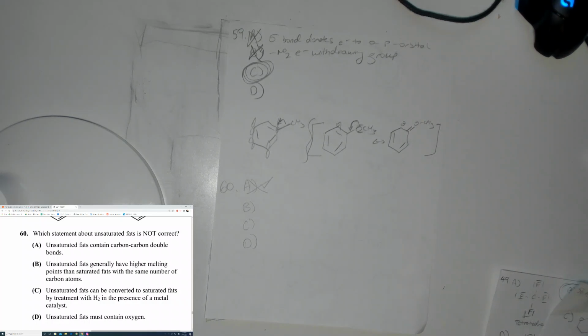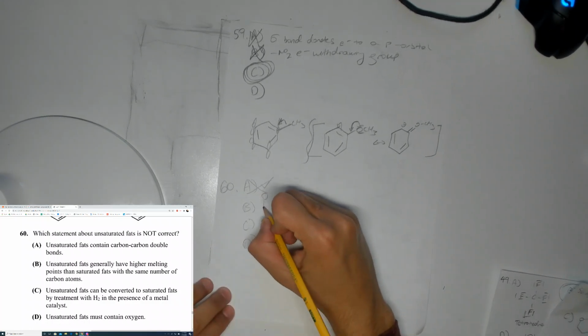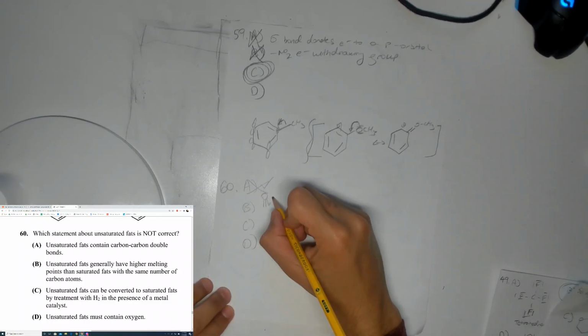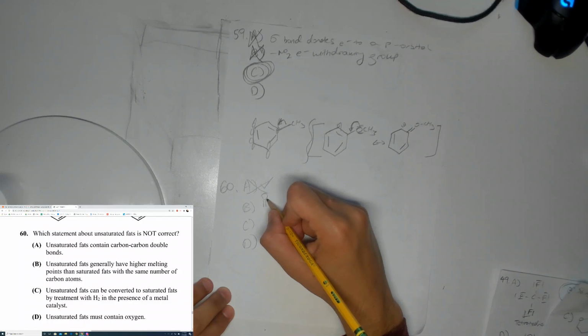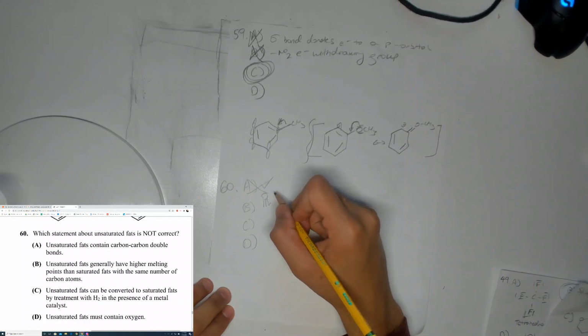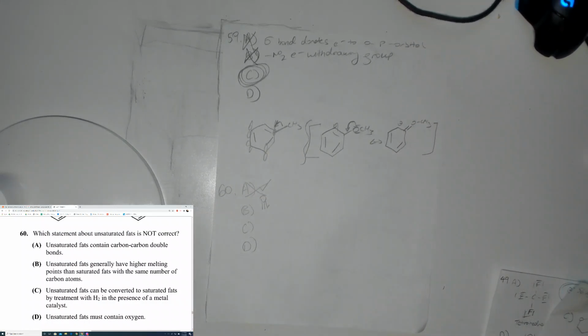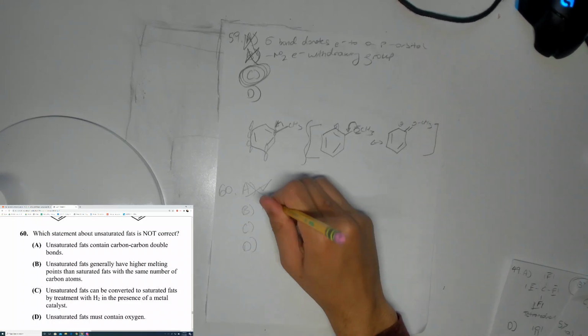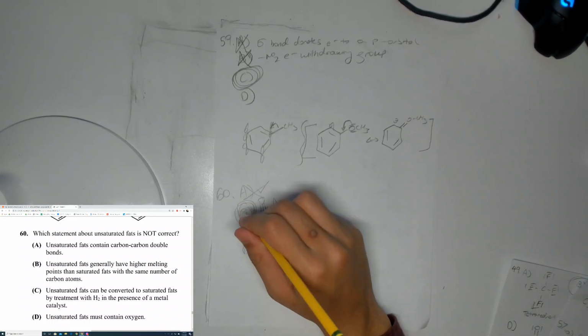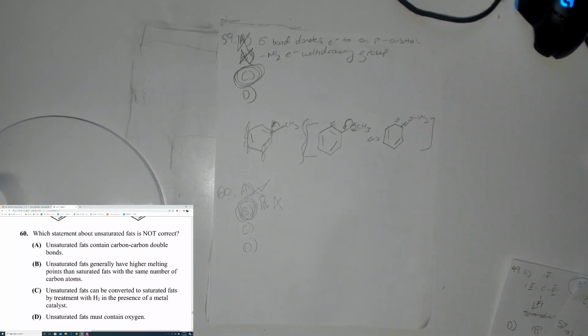Unsaturated fats have a kink, right? So we have a certain kink in one of the fatty acids. And that kink does not make the molecules orderly. So that means it will have a lower melting point. So that means B is wrong and therefore the correct answer. Let's take a look at all the answer choices.